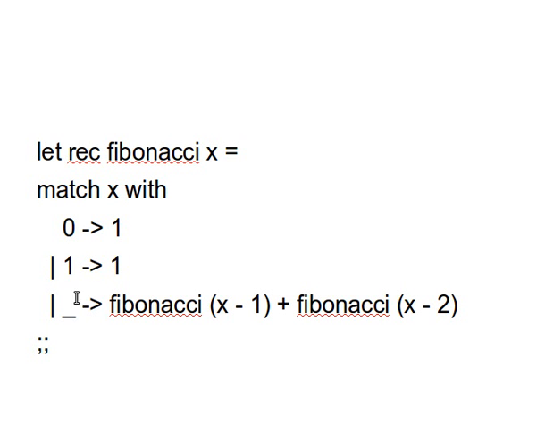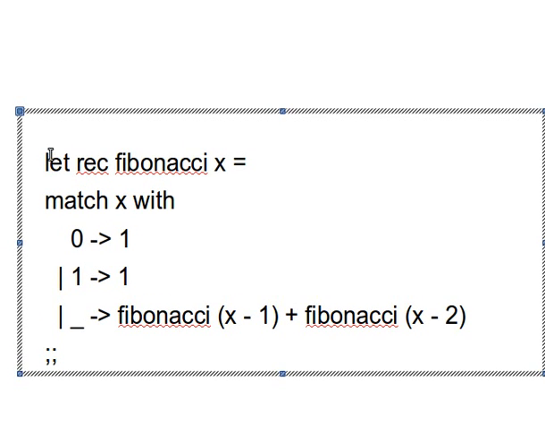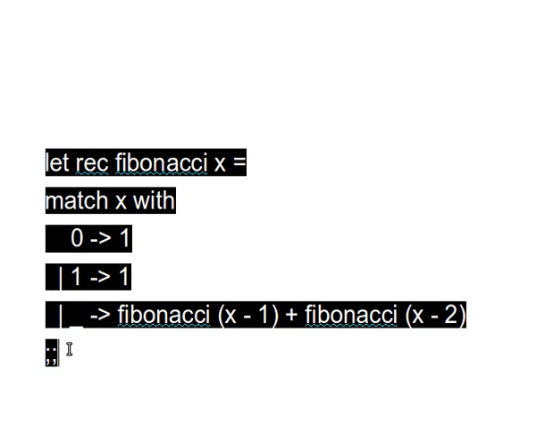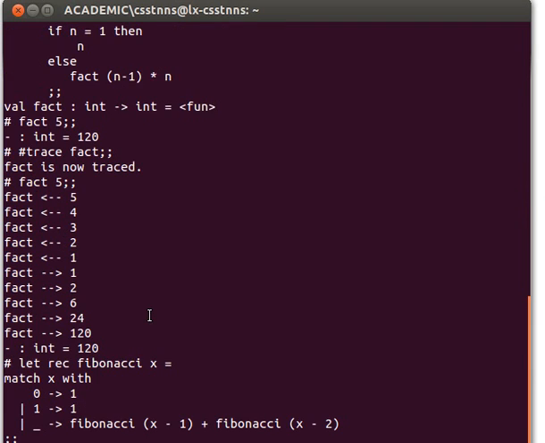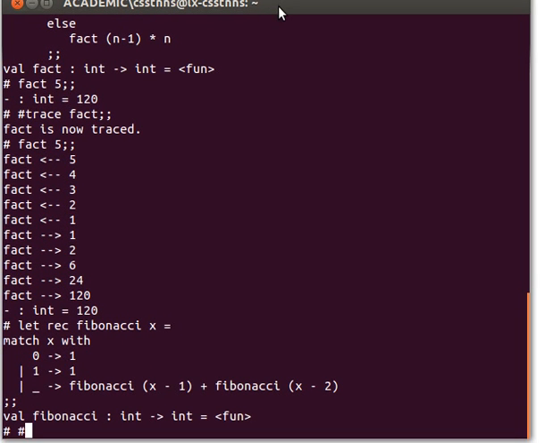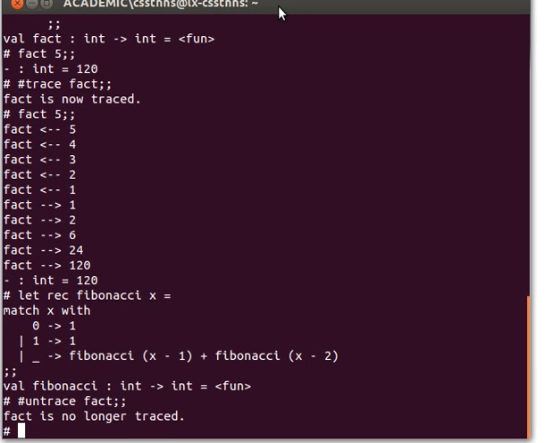We can do the same thing for our Fibonacci, but as you can expect, the number of calculations is much more. So this is our Fibonacci function, and then by the way, we can say #untrace fact, and now it tells you here fact is no longer traced, and now we want to trace fib. Copy and paste that.